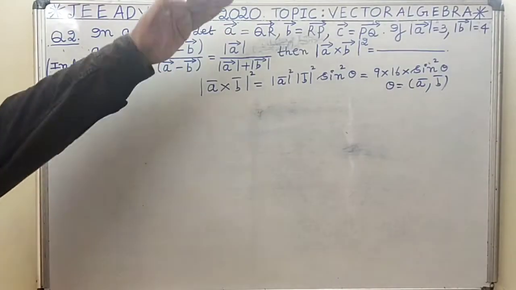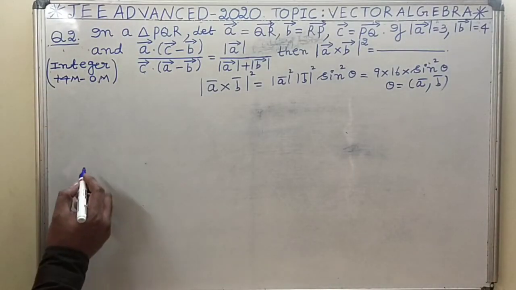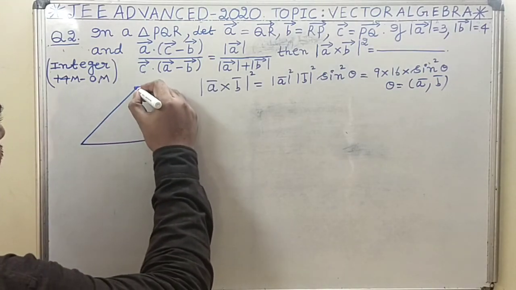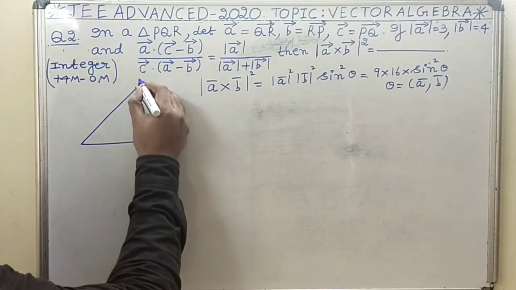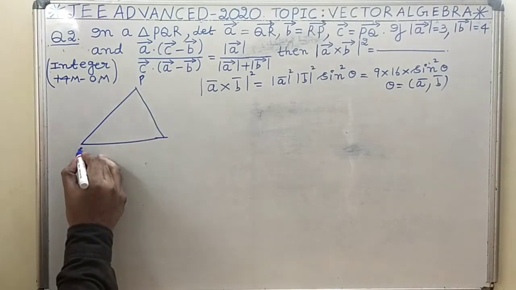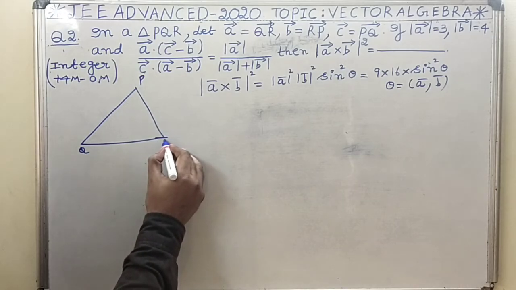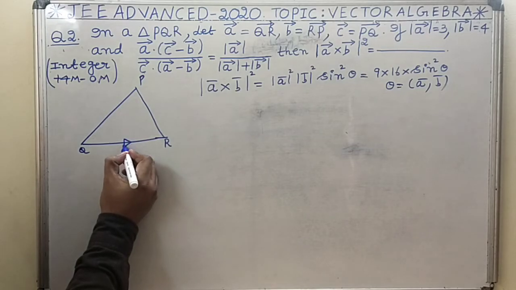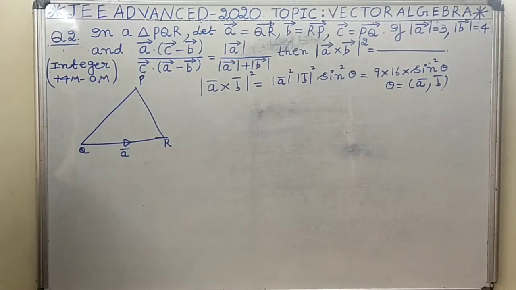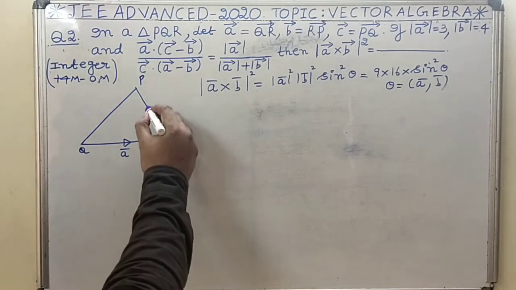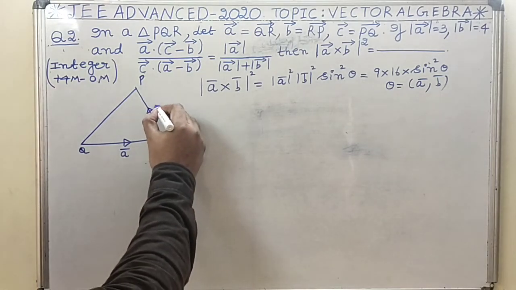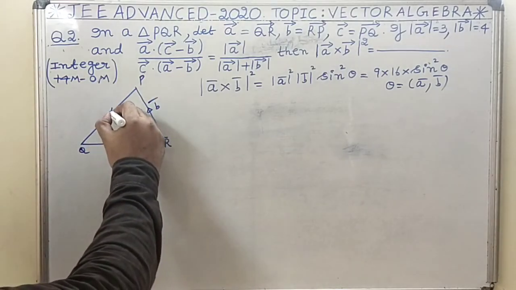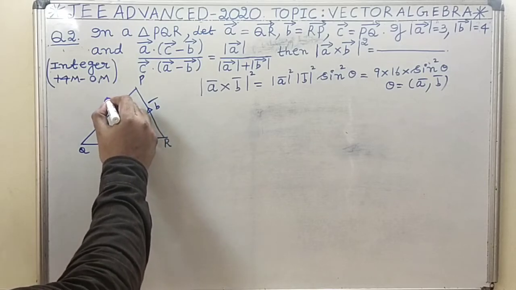Now we will proceed with the given data. A triangle PQR is there. I am constructing the triangle. Draw the triangle, and A bar is given like this. All the side vectors are given. B bar is RP bar. C bar is PQ bar. C bar is this.